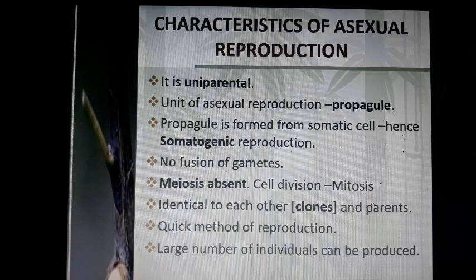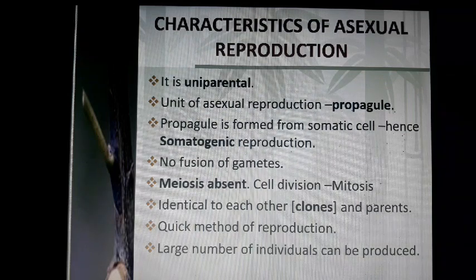Propagule is formed from somatic cells. Somatic cells are body cells. Hence, asexual reproduction is also called somatogenic reproduction. In this, there is no formation of gametes, so there is no fusion of gametes. In asexual reproduction, the cells divide by mitosis only. There is no meiosis. Remember one thing, that meiosis is an exclusive cell division which occurs during sexual reproduction.